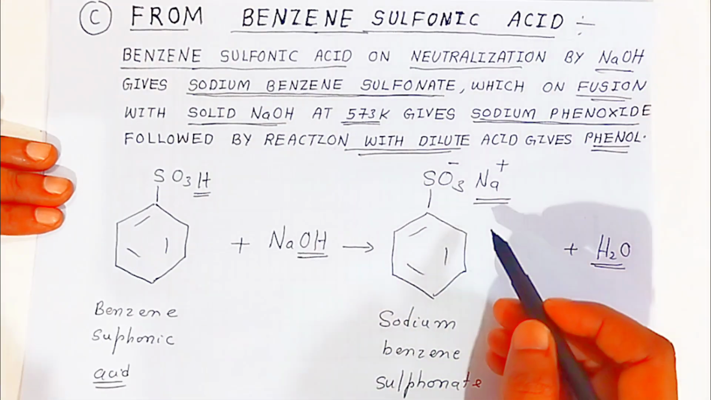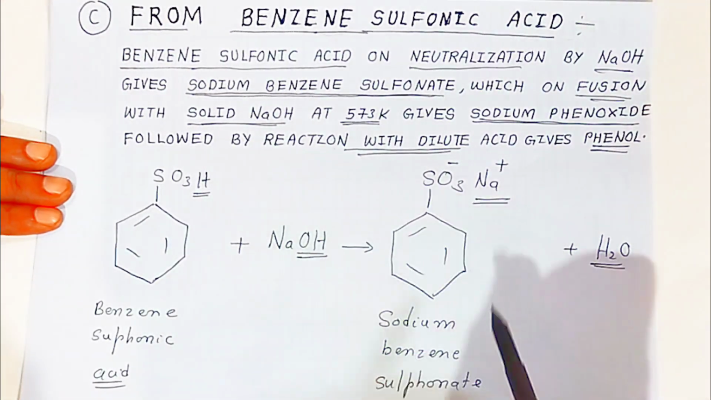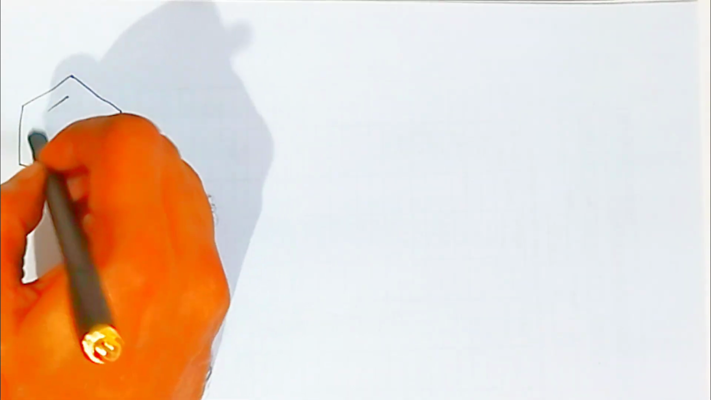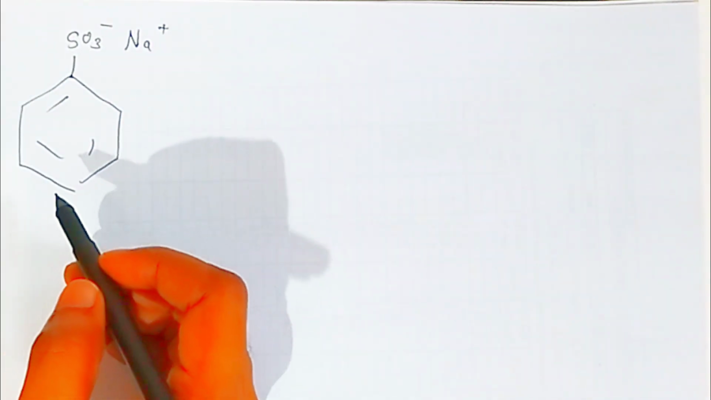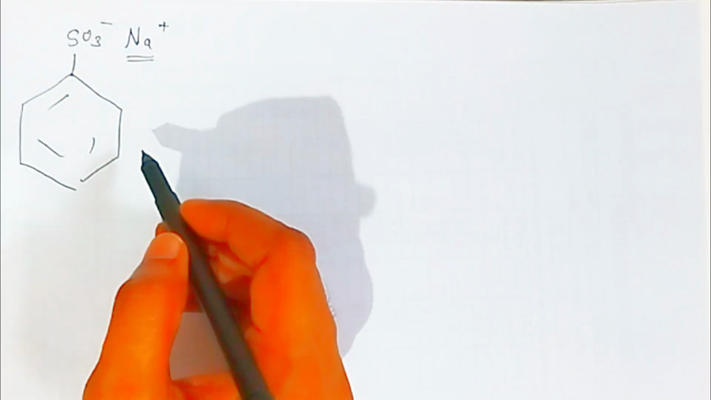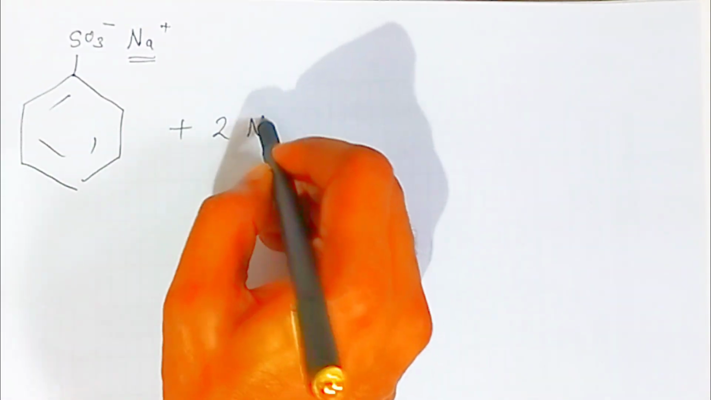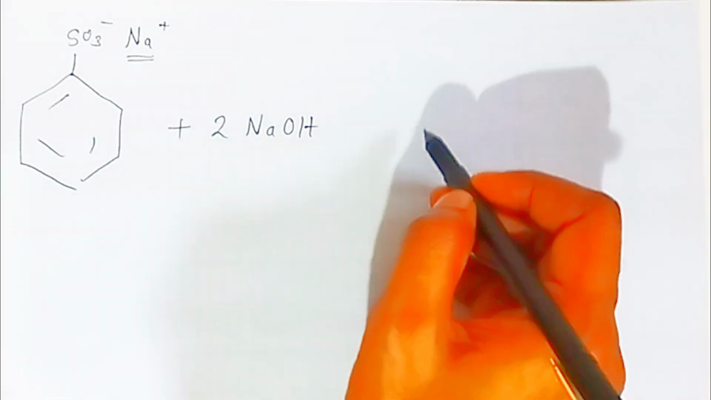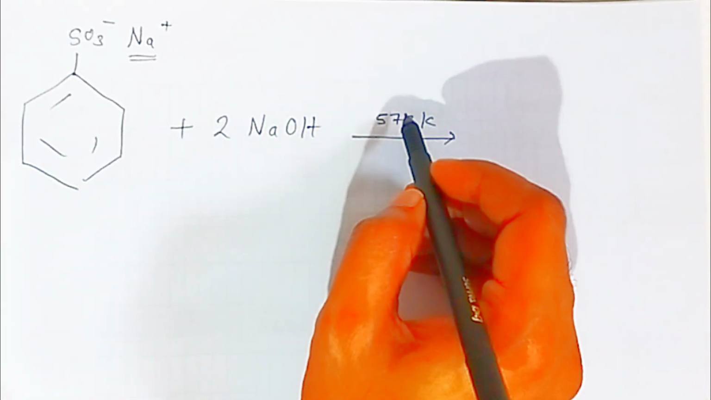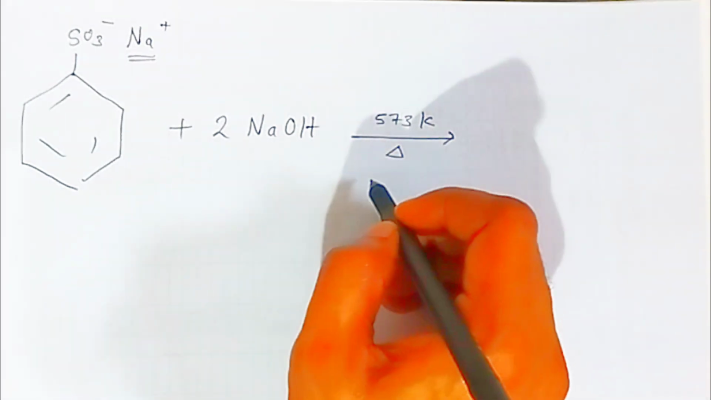Once you prepared sodium benzene sulfonate, students, now this salt you have to fuse with solid NaOH. Once more we are using sodium hydroxide, students. So once again we write sodium benzene sulfonate. This is the salt, students. SO3 will be negative and sodium will be positive. Now you have to fuse it with sodium hydroxide, that is NaOH, at 573 Kelvin. If you are not able to remember this digit, students, you can just put that symbol and you have to write fused.